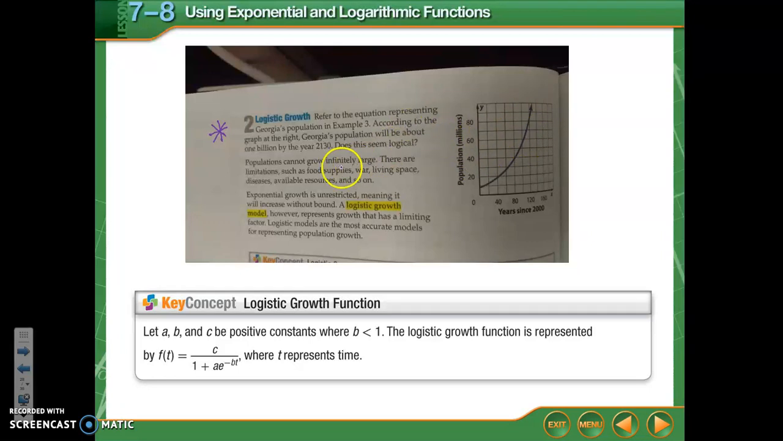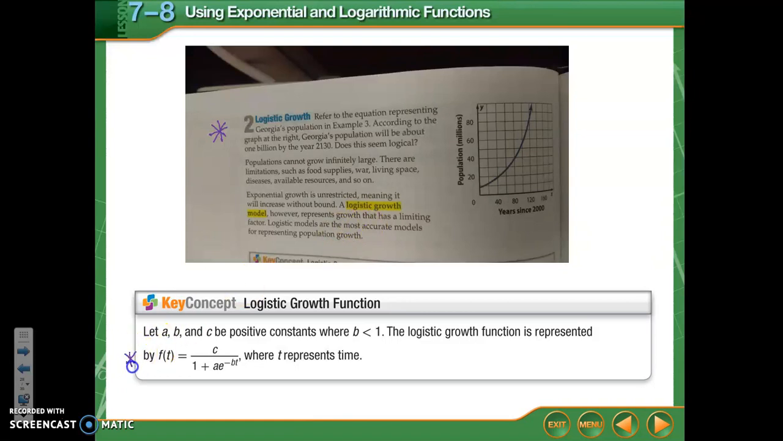That's not totally logical. Populations can't grow infinitely because there are limitations like food, supplies, living space, diseases, people die, right? So instead of using an exponential model all the time, sometimes we use something called a logistic growth model. It represents growth that has some limiting factors in it, like disease or limits of resources or people moving away or things like that. These are actually the most accurate models, although they're a little harder to work with.